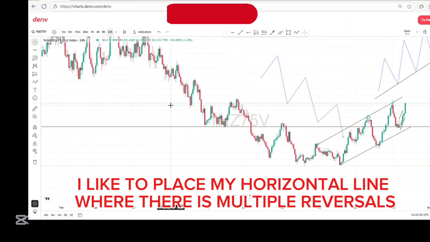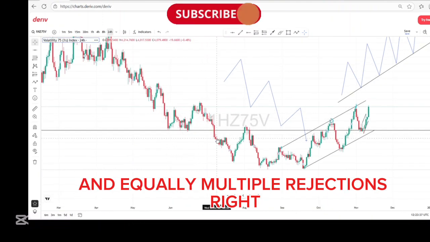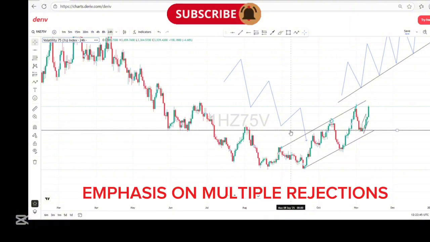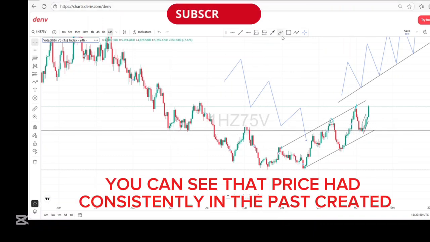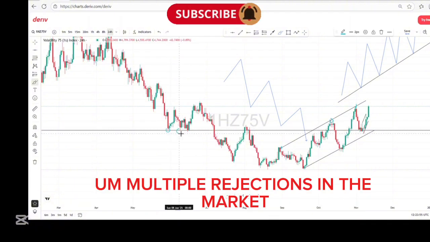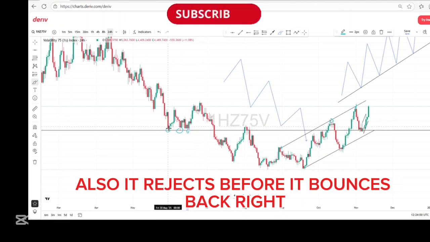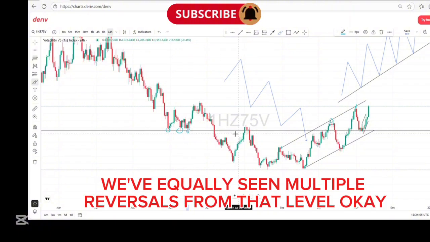First of all, I like to place my horizontal line where there are multiple reversals and equally multiple rejections, right? Pay attention to that. Multiple rejections, emphasis on multiple rejections, and equally multiple reversals at that level. So clearly you can see that price had consistently in the past created multiple rejections in the market. Price was bouncing back from that level. Also, it rejects before it bounces back, right? That means we've seen multiple rejections. We've equally seen multiple reversals from that level.